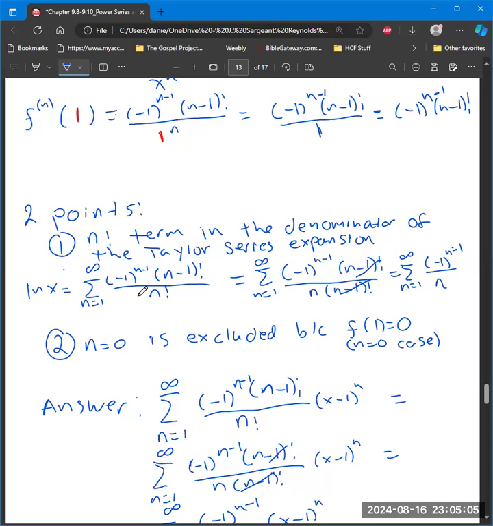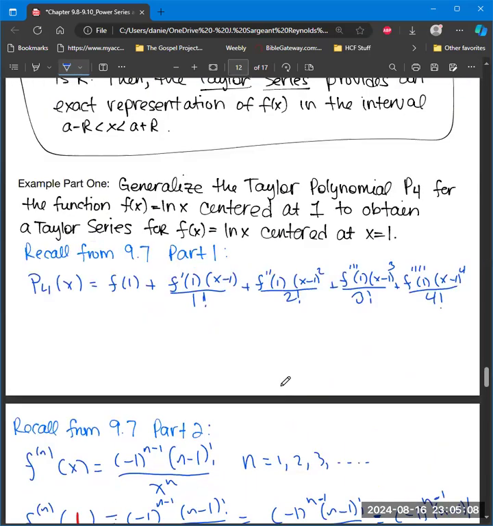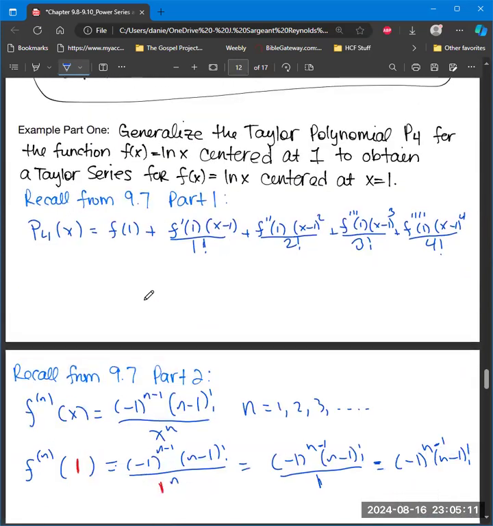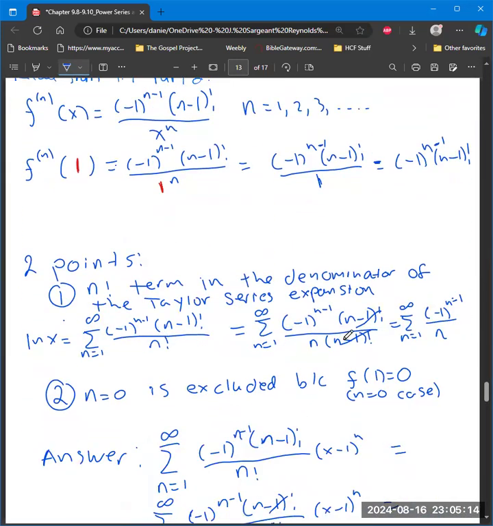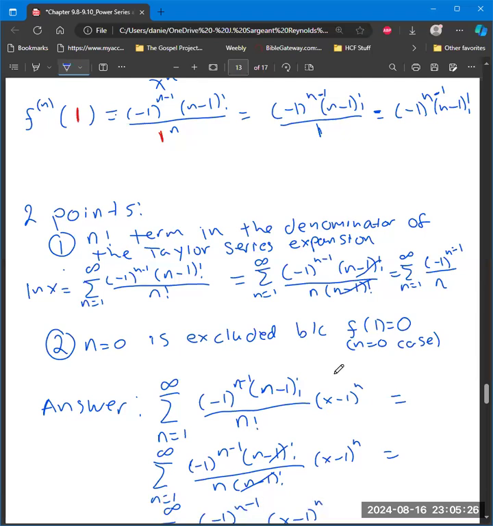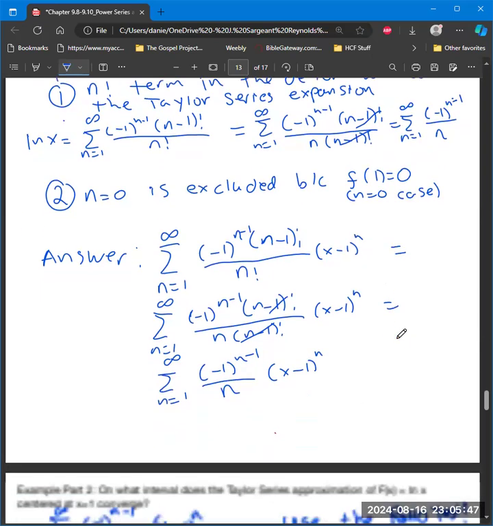And that's the n factorial from the definition right there. And that n factorial, I can write it as n times n minus 1 factorial, and the n minus 1 factorials cancel, leaving me with the summation n equals 1 to infinity of -1 to the n minus 1 over n. Notice that n equals 0 is excluded because ln of 1 is equal to 0. So we don't need to write the n equals 0 case. If we were centered anywhere else other than 1, our first term would not be 0, and we would need to account for it.